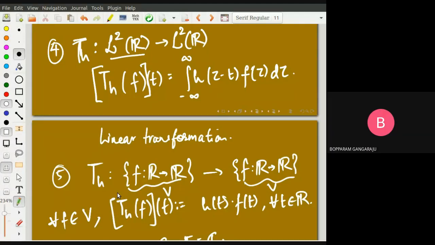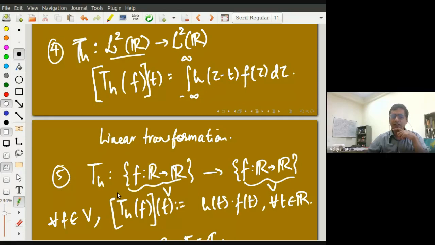It will be the 1 cross 1 matrix f of t. But h of t or f of t, both of them are not just one number, right? They are functions. So, can I write this as a matrix?